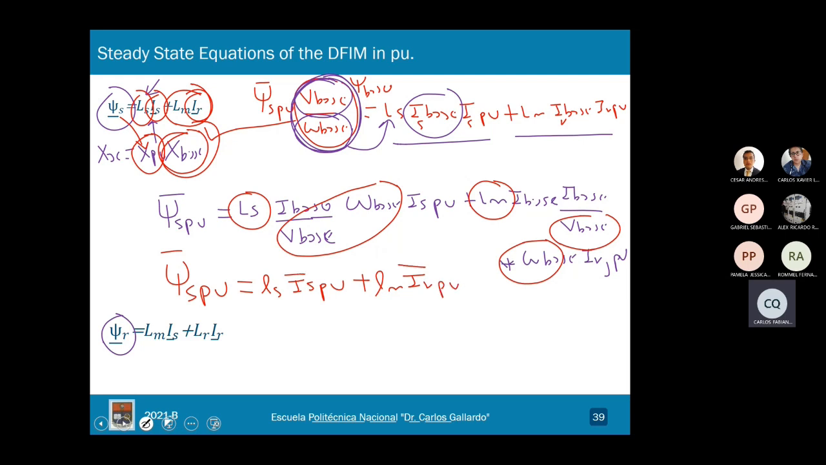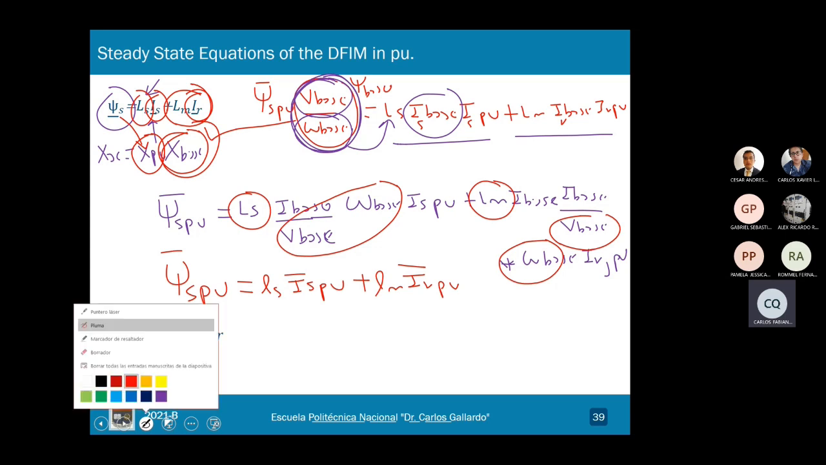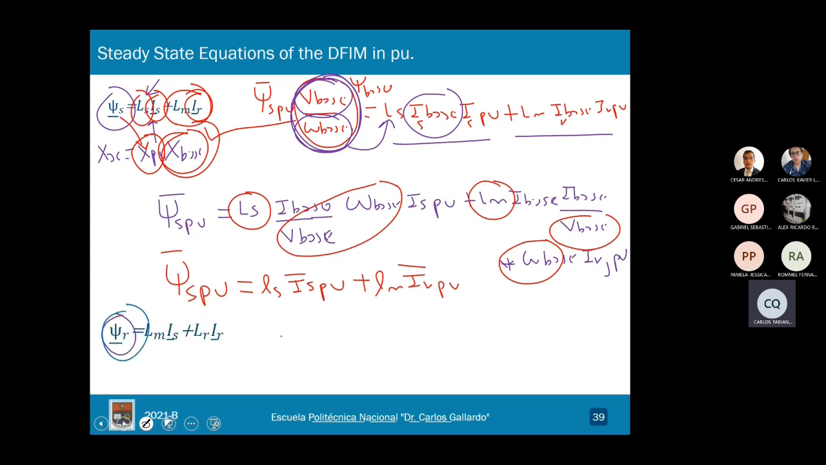Okay. So in a similar way for the rotor, the per unit rotor flux is equal to the magnetizing inductance times the per unit value of the stator current plus the rotor inductance times the per unit value of the rotor current. So what is missing? What is missing is the electromagnetic torque in per unit.